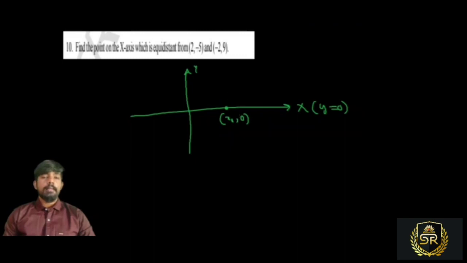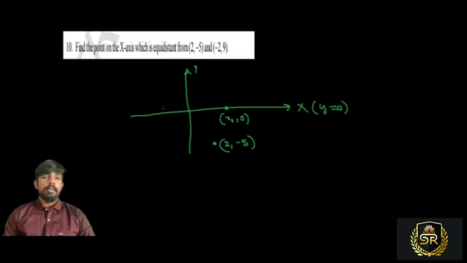2 comma minus pi. Let us say this is the x-axis positive, y-axis negative, so this point I am randomly considering. This point is 2 comma minus pi, and this other point is minus 2 comma 9. Let us say this is the x-axis negative.